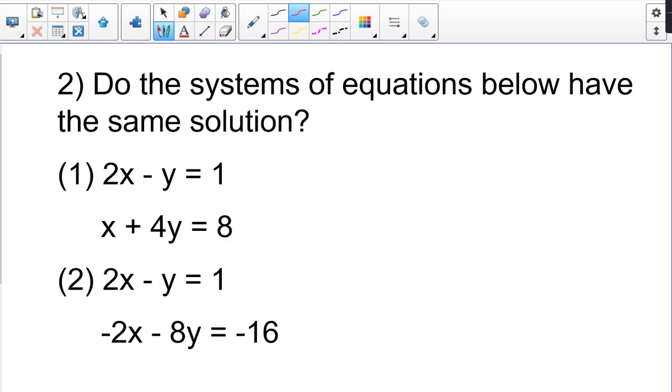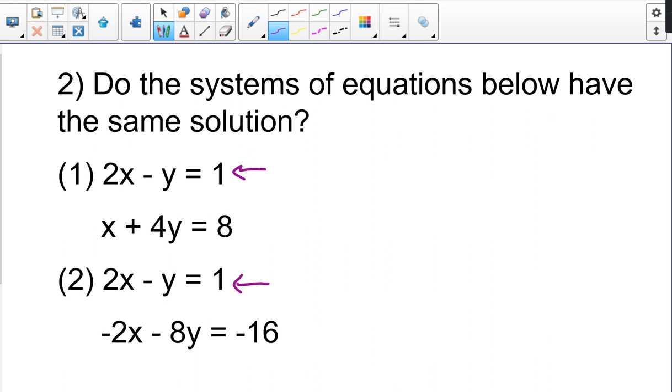Let me try another problem like this. Okay, same question. Do the systems of equations below have the same solution? First system is 2x minus y equals 1 and x plus 4y equals 18. Second system, 2x minus y equals 1 and negative 2x minus 8y equals negative 16. So again, we see one equation that's the same, and we want to see if the second one is also the same.